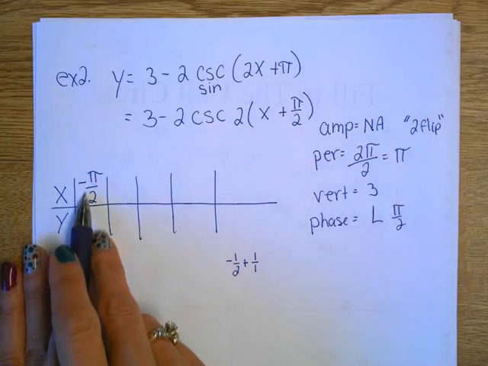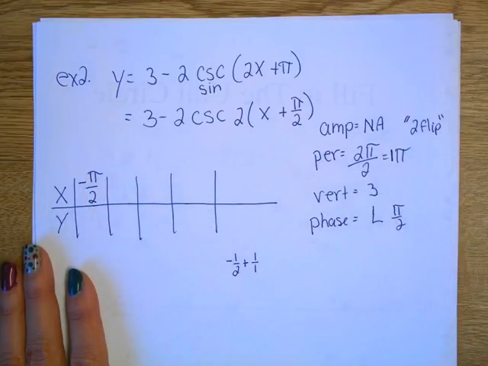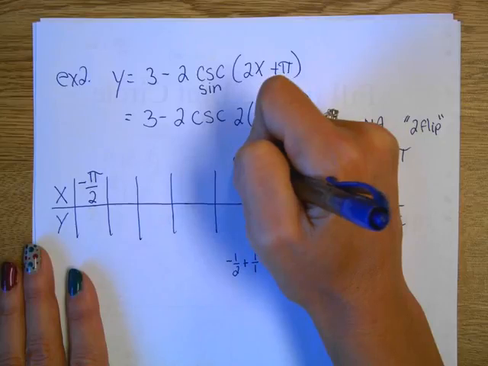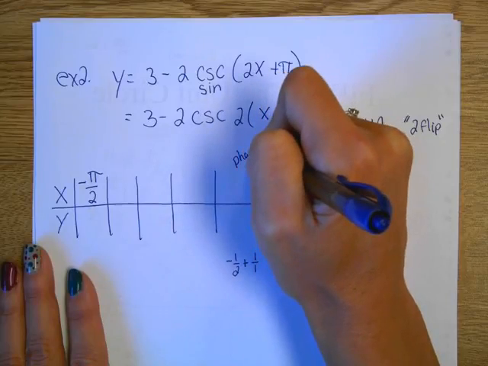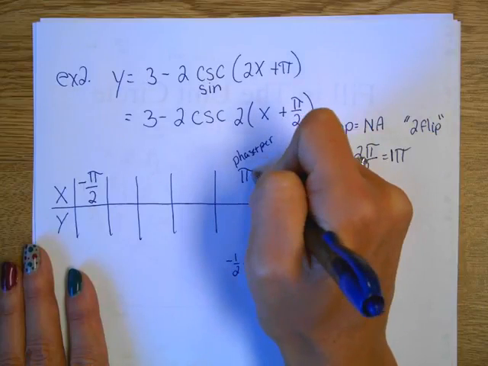Negative 1 half is my phase. Okay. The period is time. 1. Okay. 3 pi over 2. So, wait, isn't it just pi over 2? 3 pi over 2. Don't do that. It is pi over 2.